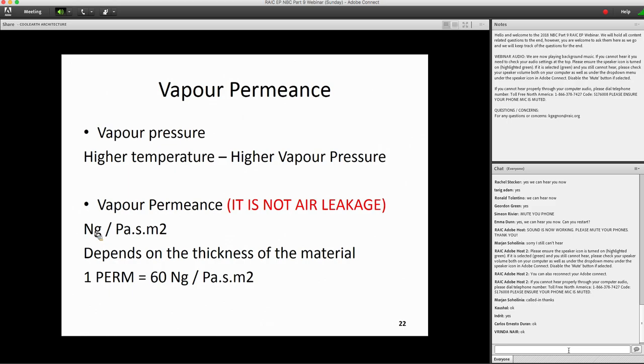So this is what the code calls vapor permeance. Vapor pressure goes from higher temperature to lower temperature. The higher the temperature, the higher the vapor pressure, and it usually goes the same way, from higher temperatures to lower temperatures. We measure vapor permeance in nanograms per pascal second meter square, and it has a direct relationship with the thickness of the material.